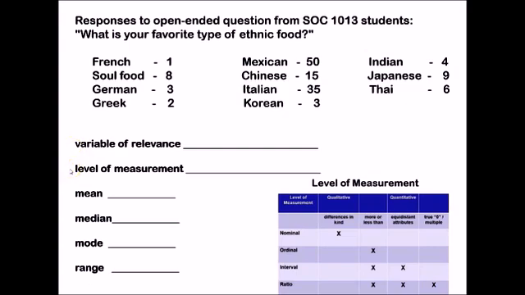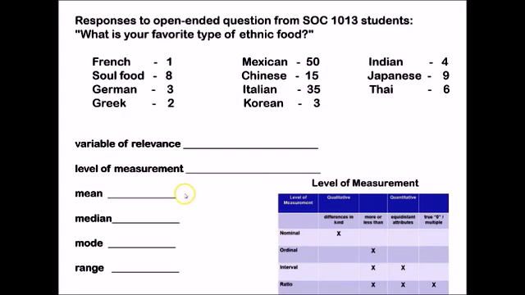What is our level of measurement? Is it nominal, ordinal, interval, or ratio? What do you think? Well, if you said nominal, remember nominal relates to differences in kind, you'd be correct. This is at the nominal level of measurement, because there's no quantitative sense at all to this data. There's no more or less than, for example. So our level of measurement would be nominal.